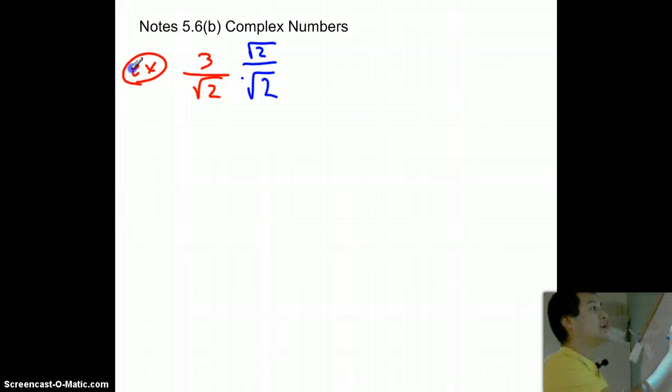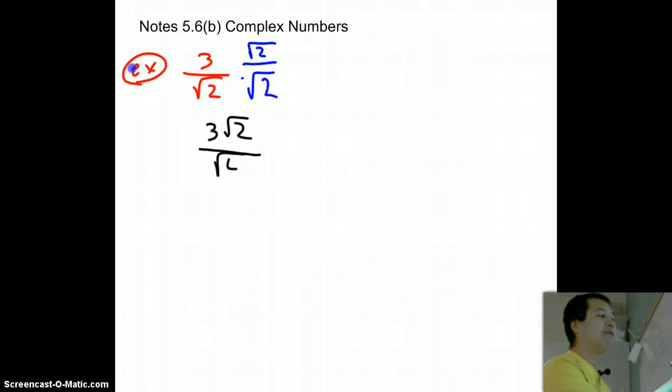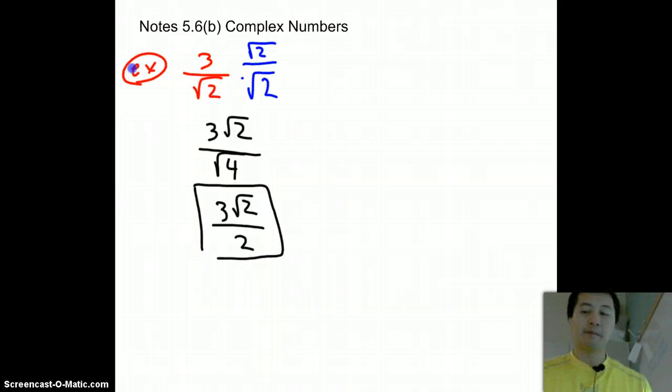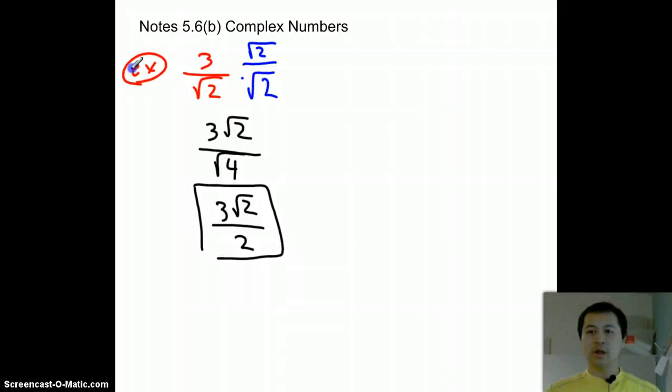Multiply across, that becomes 3 square root of 2. The bottom becomes square root of 2 times square root of 2, which is square root of 4, which is 2. So 3 square root of 2 divided by 2. By doing that, we got rid of the radical. Hopefully you remember that from Algebra 1. I don't want to get too much into it, but that idea still applies with complex numbers and imaginary numbers.